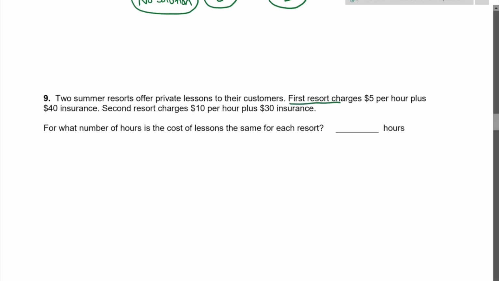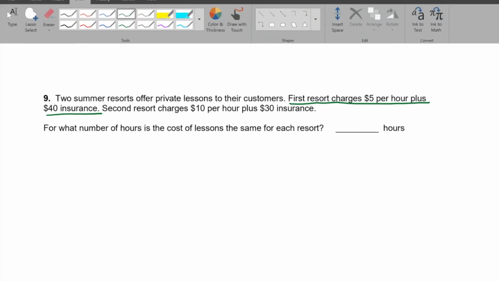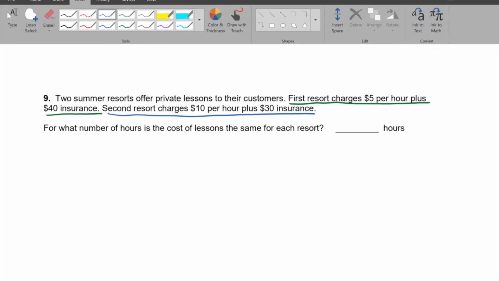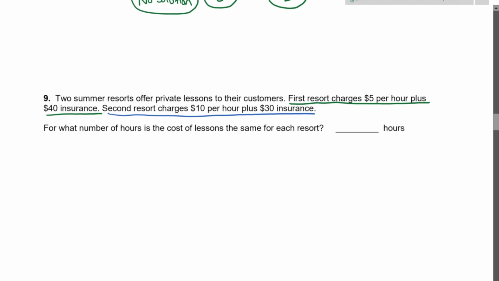So the first one is going to be green. The second one is going to be blue. So the first resort is green, and that charges $5 per hour plus $40 insurance. So $40 insurance is never going to change, plus $5 per hour, so 5x. And that would equal the total. So that's my green equation. The second resort, blue, charges $10 per hour plus $30 insurance. So how would I write that? That one's easy too. Y equals, my insurance is 30 plus 10x.